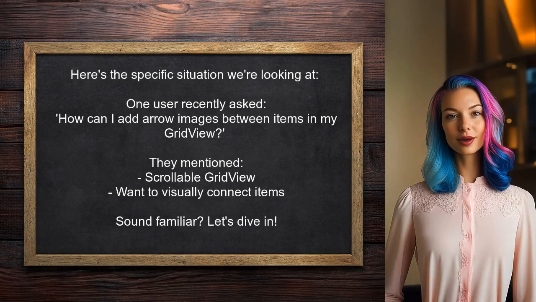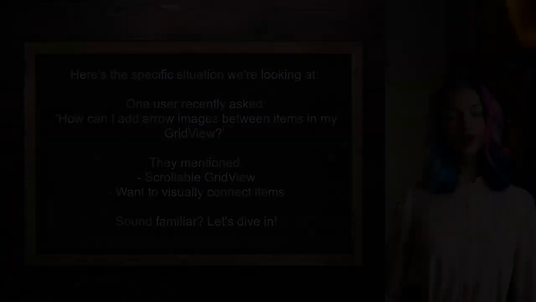Here's the specific situation we're looking at. One user recently asked, "How can I add arrow images between items in my grid view?" They mentioned that they have a scrollable grid view and want to visually connect certain items, but they are unsure how to implement this. Sound familiar? Let's dive into this together.